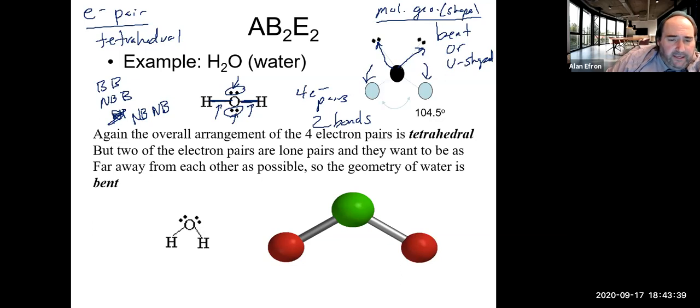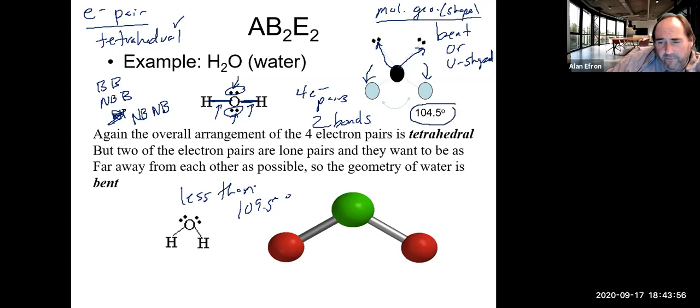And the bond angle here would also be less than 109.5, which is our typical tetrahedral geometry. The actual number is right here, as you can see, 104.5 for water, and that's because of the two non-bonding electrons going as far as they can, and everybody else going this way.